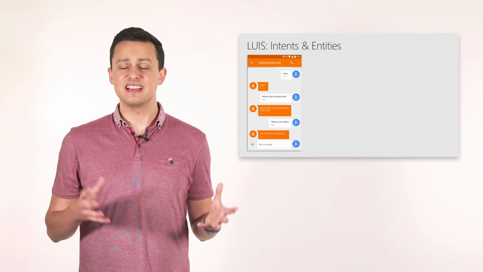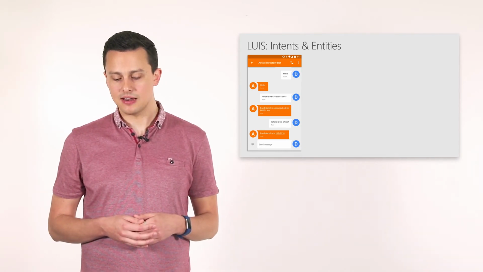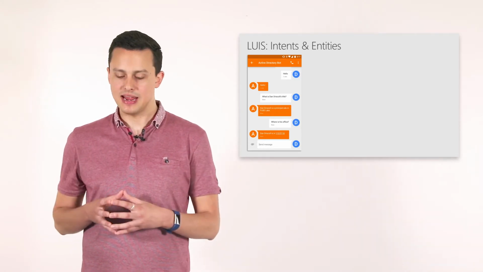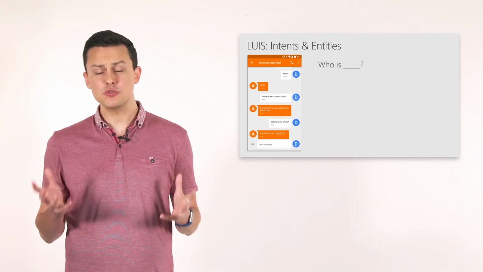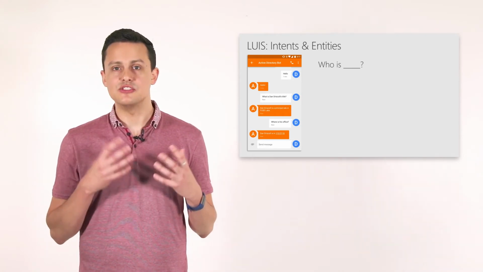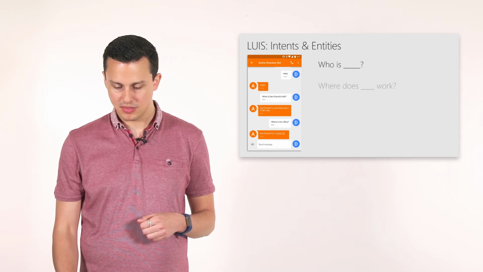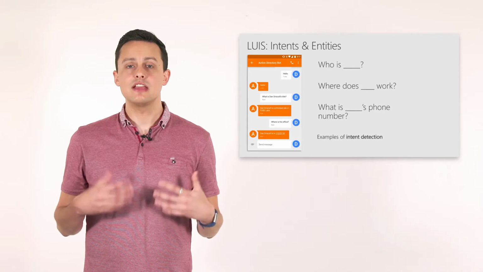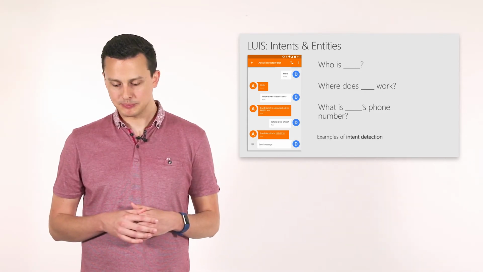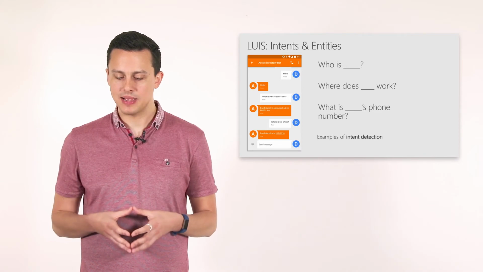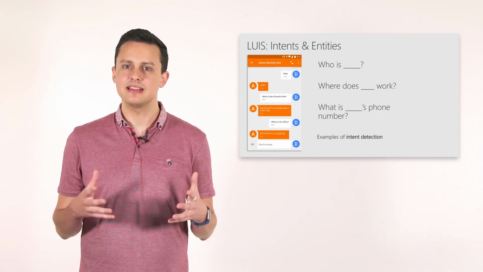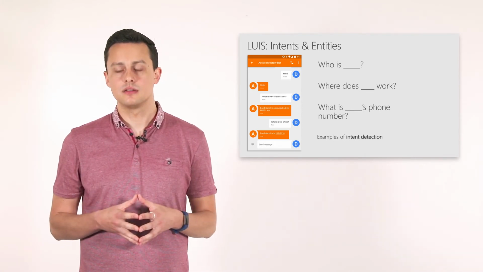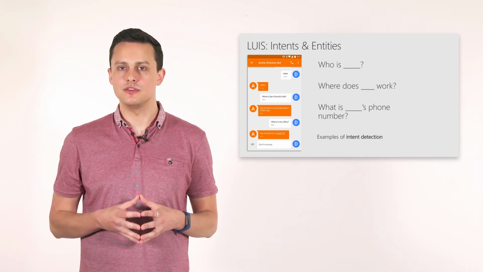So LUIS fundamentally is actually quite a simple service to get started with, as long as you understand two concepts, intents and entities. The best way to understand intents is through a few examples. Here are 3 examples of queries that our users may make to our bot. And you'll notice that I've got some blank spaces in here. So rather than having the intent as, who is John, I've got who is blank. This is the intent of the user.